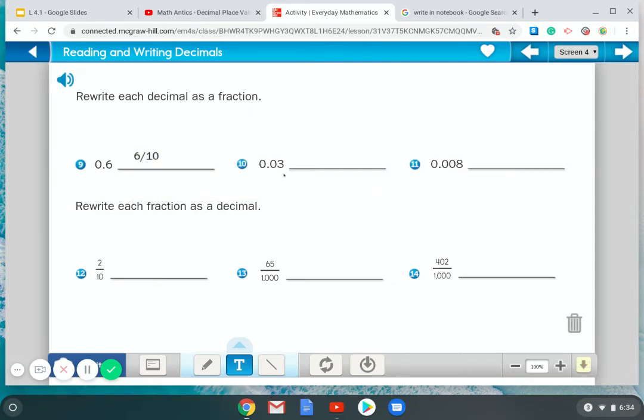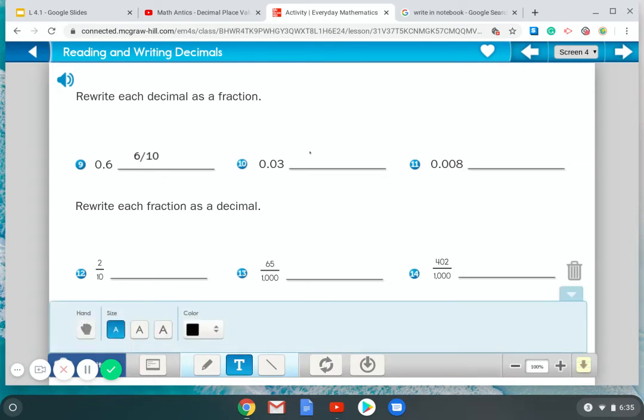Moving over to number 10, if I had a 3 here in the hundredths place, which is to the right of the tenths place, I would go ahead and write the decimal. Let's turn it into a fraction, and we have 3 over 100. And then finally, here on number 11, I have 8, and we're moving further to the right. From the hundredths, one place to the right would get us to the thousandths, and that means that I would then have 8 over 1,000.